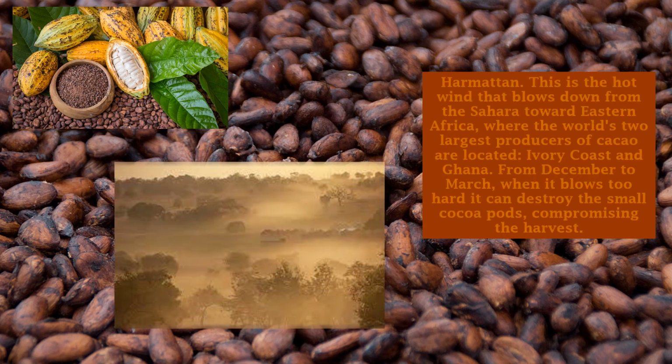Harmattan. This is the hot wind that blows down from the Sahara toward eastern Africa, where the world's two largest producers of cacao are located, Ivory Coast and Ghana. From December to March, when it blows too hard, it can destroy the small cocoa pods, compromising the harvest.